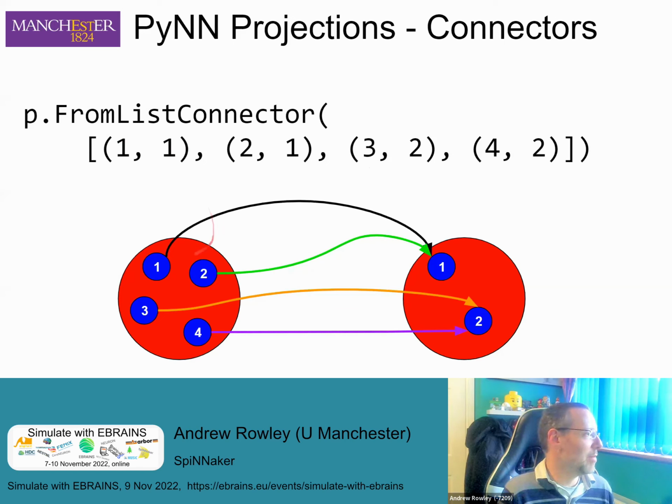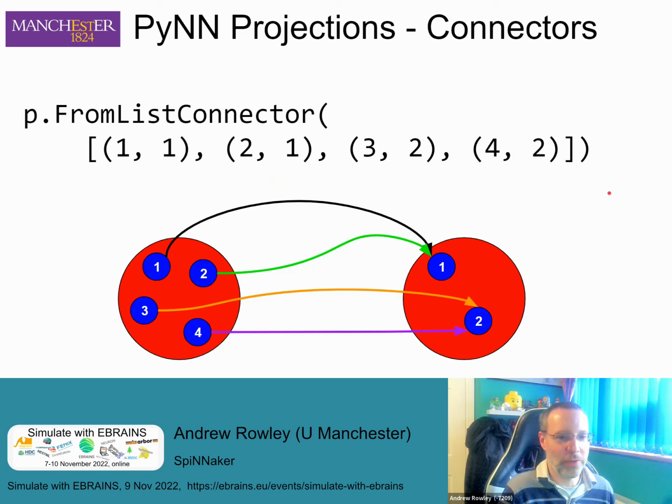So you're going to say, I'm going to specify exactly which neurons connect to which. So we said 1 to 1, we get 1 to 1. We said 2 to 1, that's what we get. 3 to 2 and 4 to 2, that's exactly the connections that we've made. This connector is very explicit, so it means you get exactly what you want.